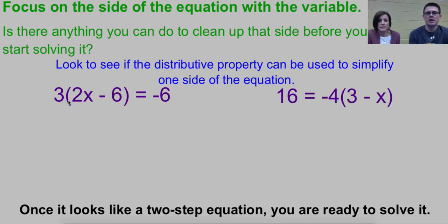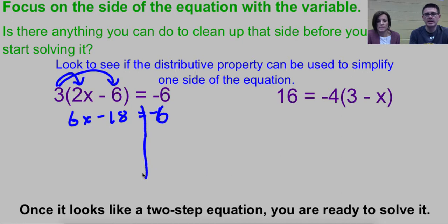solving it? So in this case, you can kind of see we have distributive property. We have our number right outside of the parentheses. So we need to do the distributive property first before we try to solve the equation. So I'm going to do 3 times 2x is 6x. 3 times 6 is 18. And then the rest of the equation just slides down. Once I've done that distributive property, it looks like a regular two-step equation. Now I can go ahead and solve.